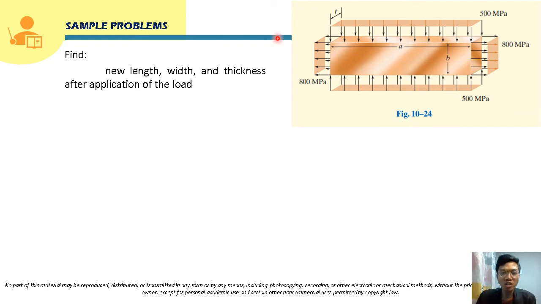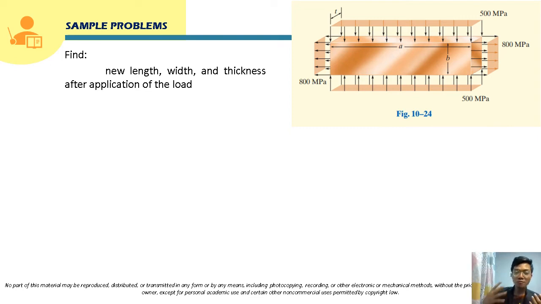So the question here, class, is the new length. To solve for the new length, the new width, and the new thickness, we have to determine the deformation. After we determine the deformation, since the question here is the new length, we have to sum up the computed deformation to the original length, original width, and original thickness to solve for the new length, new width, and new thickness.